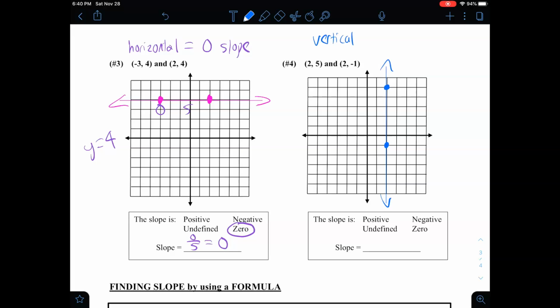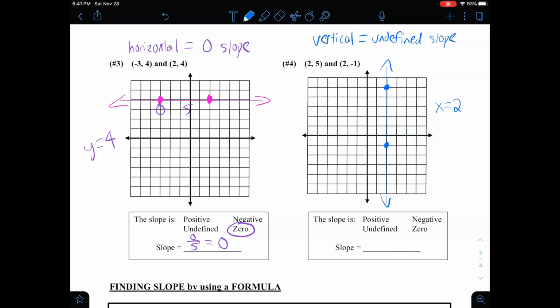What kind of slope is it? Automatically, it's an undefined slope. A vertical line has an undefined slope, and x equals a number is the equation. The equation of this line is x equals 2. It's literally what it is. It's a vertical line through 2.